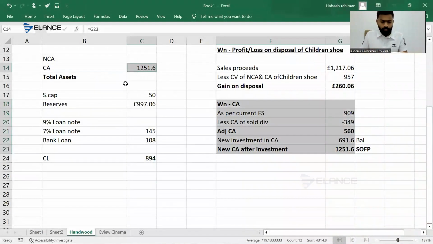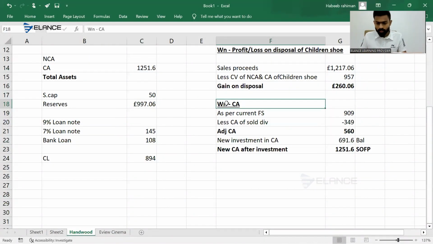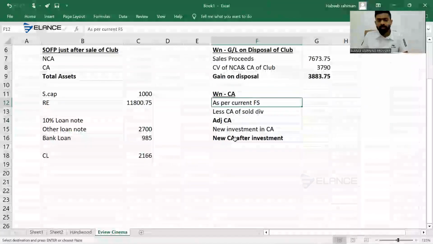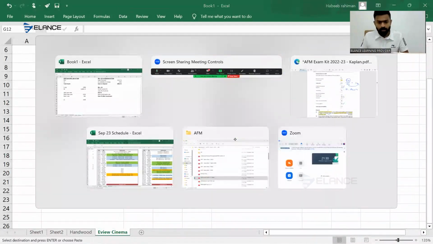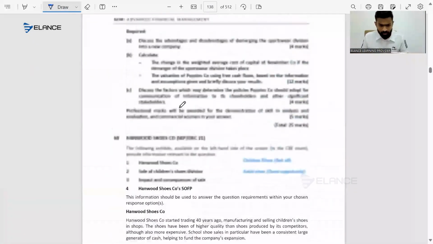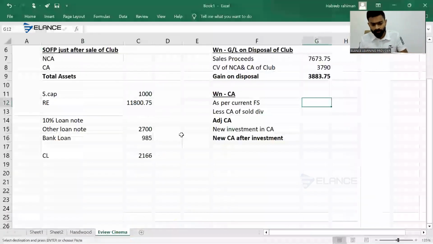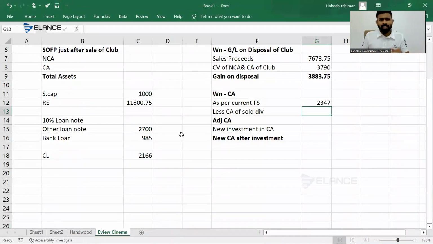Okay. So we'll try the same working note for EVU Cinemas. Okay, I just copy pasted the data. As per current FS, what's the current asset figure? 2347. Is there any current asset of the sold division? No. For this question, they didn't mention any figure. So the adjusted figure has to be 2347 minus 0.